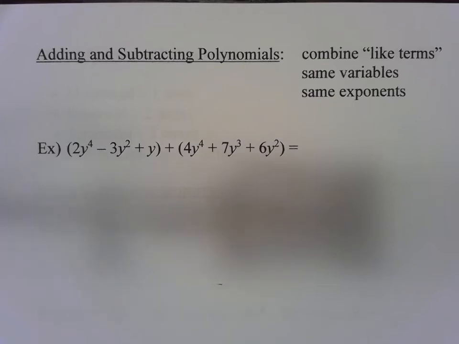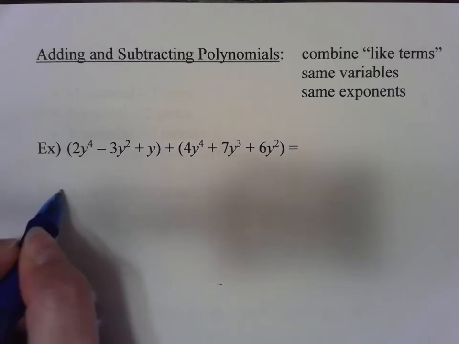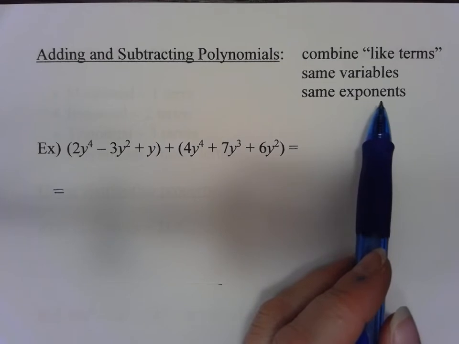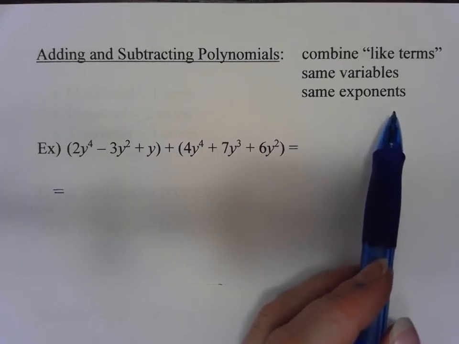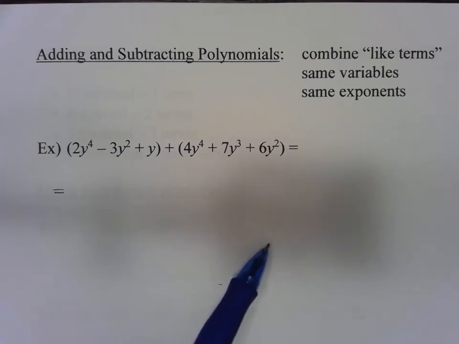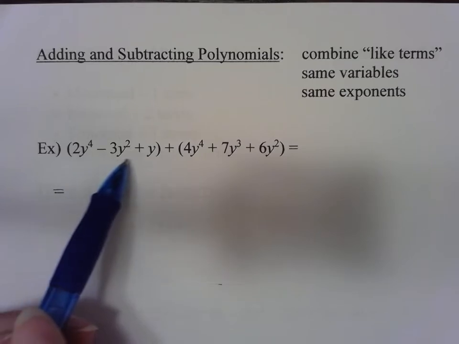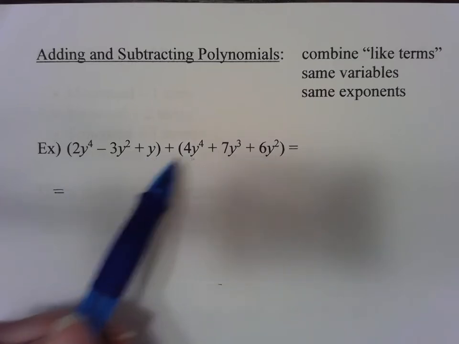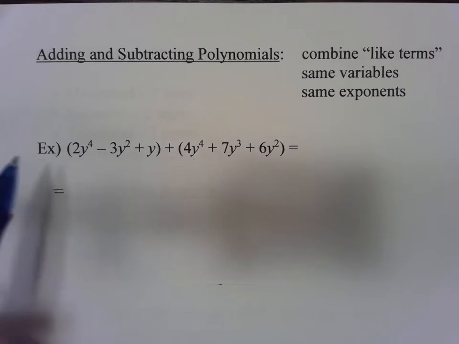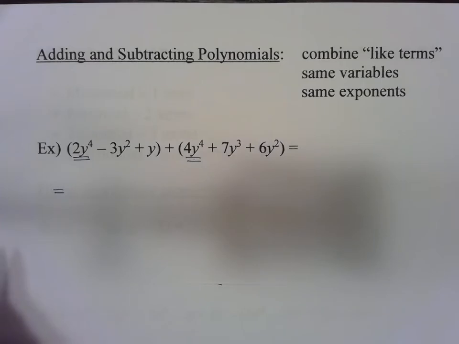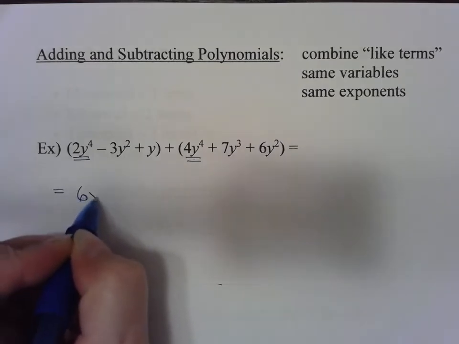So when I do the horizontal method, I want to look for like terms, I want to combine them, and I want to write my answer in descending order. So I want to do the highest powers first and sort of count down to the lowest. It looks like the highest exponent I have in both of these polynomials is y to the 4th. And I have two of those, right? So I have 2y to the 4th and I have 4y to the 4th. So I want to combine those to make 6y to the 4th.